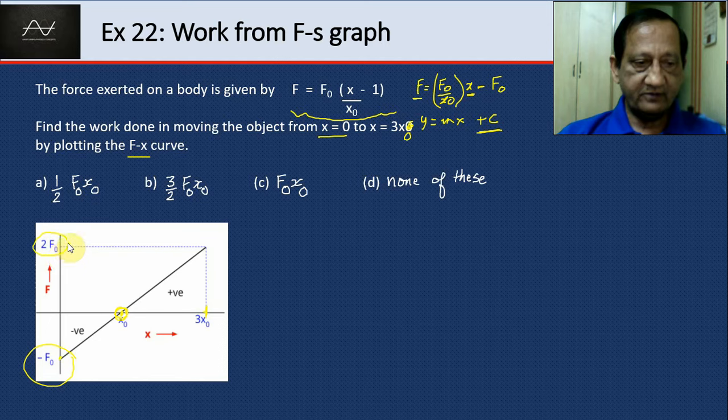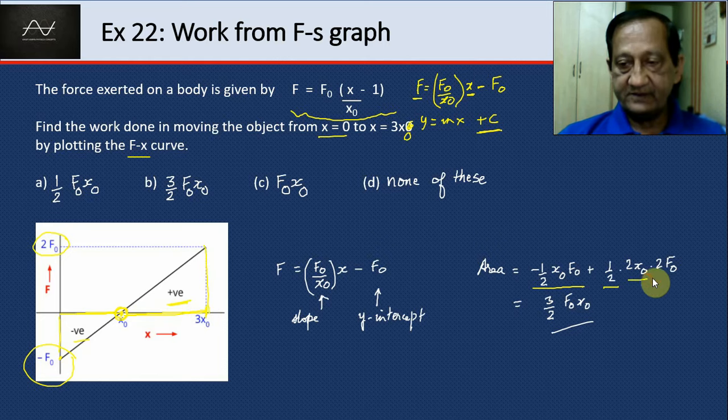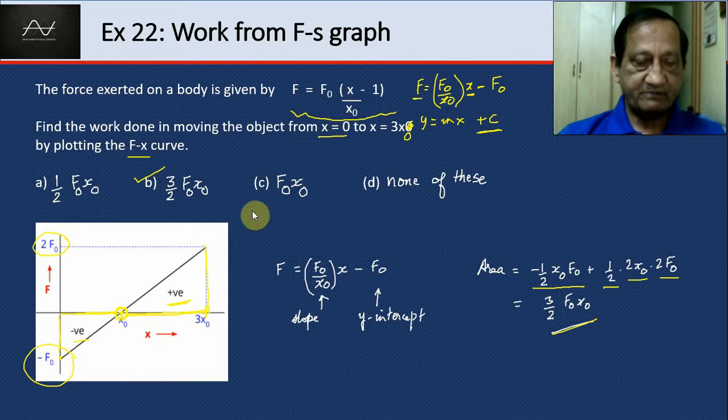So now we got all the coordinates. Now work done, area. This area is positive, this area is negative. The negative part is negative, base is x naught, so half x naught into f naught, minus. And this area is positive, half base. What is the base? 3x naught minus x naught, that is 2x naught, and the height is 2f naught, half base into height. That gives us 3 by 2 f naught x naught. Option B.